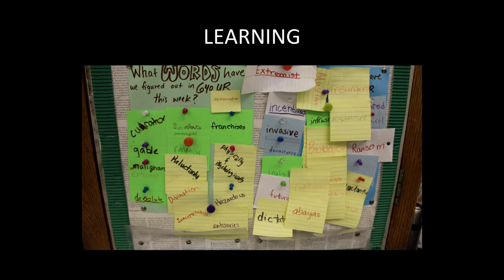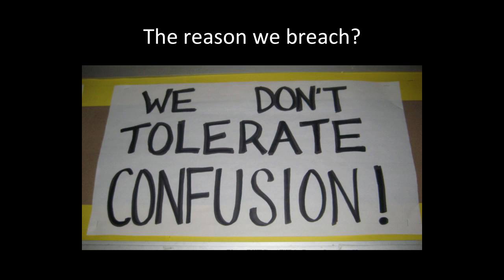Here's a word wall. When kids breach in unison reading, most of the time it's about vocabulary. And so these are words that were breached around, posted onto a wall. It's a good idea to save space in your classroom for words that come up in unison reading. And this is an ethos of unison reading. We don't tolerate confusion. It's part of the unison reading rules. Rule 2, breach when you have something to say or you have a question.